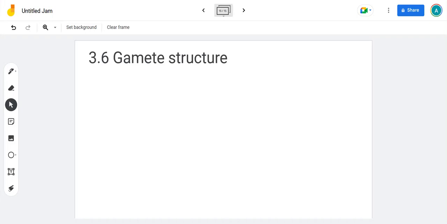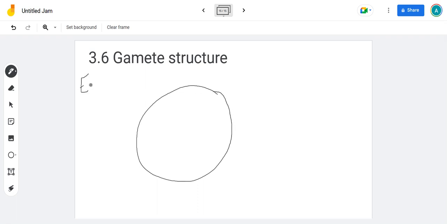So today we're looking at 3.6, which is gamete structure. Your gametes are obviously the egg and sperm, and this spec point is just about the structure of them and how each part of the structure is adapted to the function. So first of all, let's have a look at an egg cell.